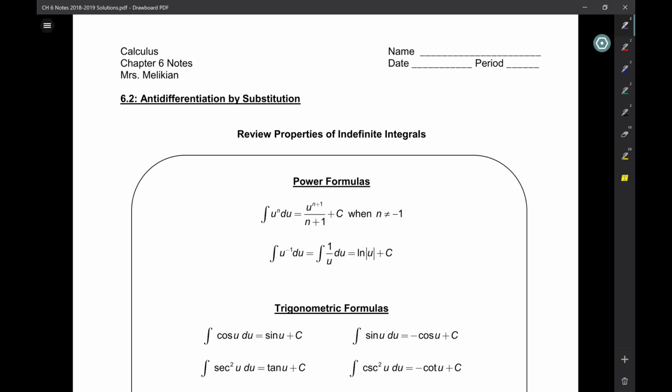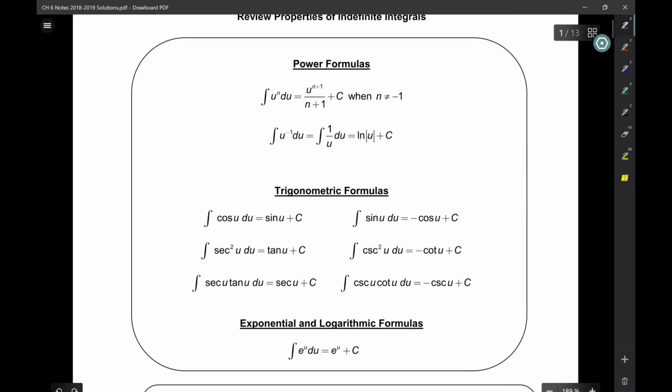Well, that's what we're going to do here. We don't call it chain rule. It's called substitution. So it's basically for all of those functions which are composite functions. You remember, this is the list of integration formulas, antiderivatives.